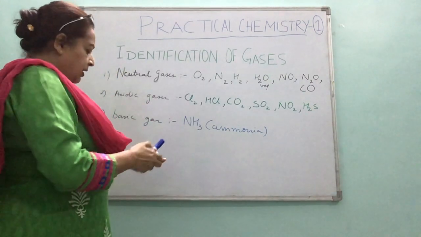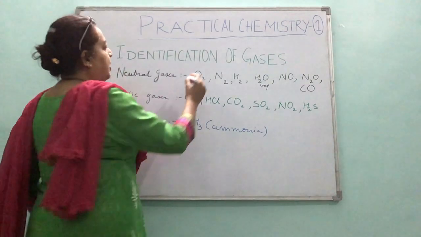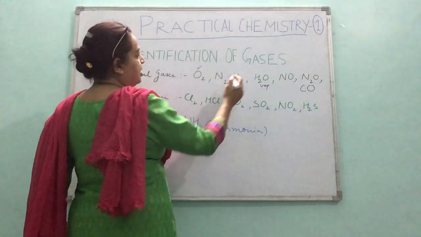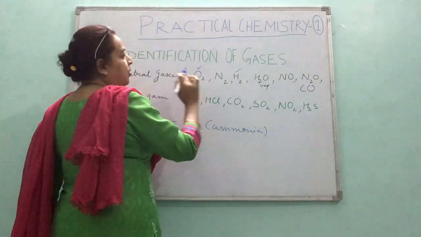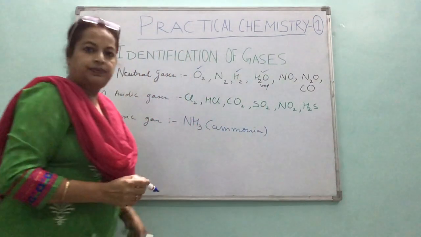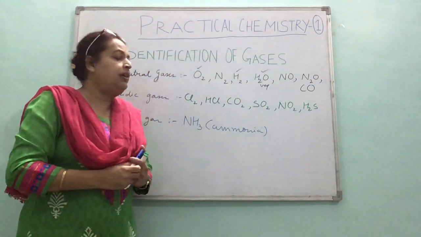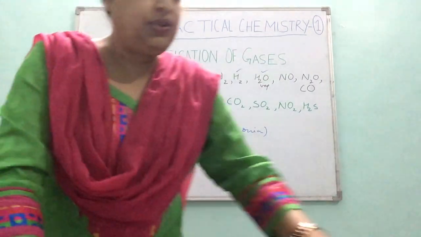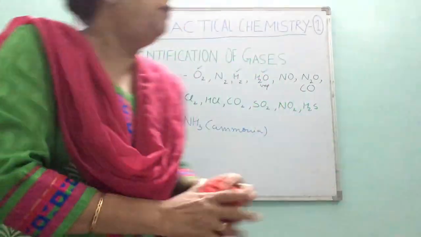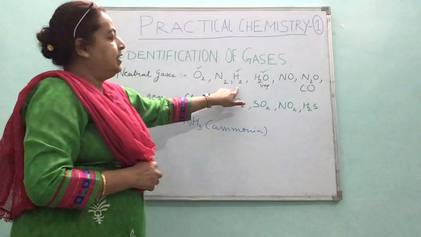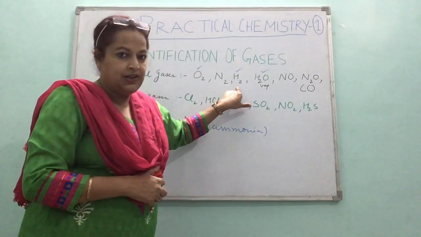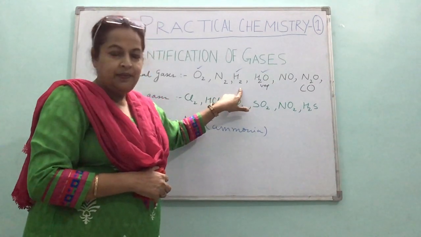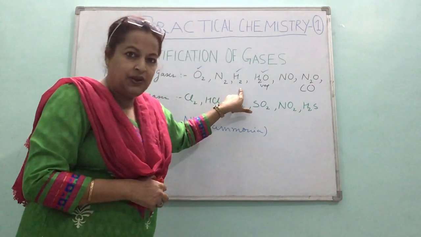Out of these, the neutral gases which you have to study in the identification of gases are hydrogen, oxygen and water vapor. These are to be studied. So I'll perform some experiment today to show you the preparation of one of the gases, that is hydrogen, and its identification. So my experiment number 1 is identification of hydrogen gas.